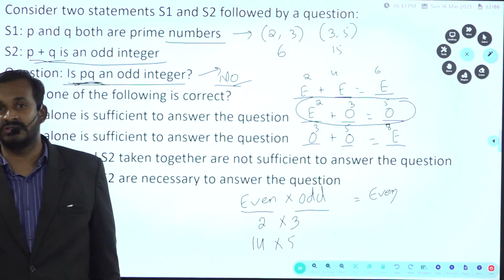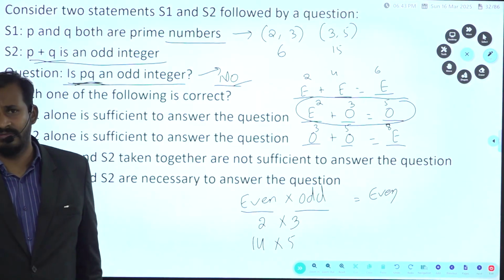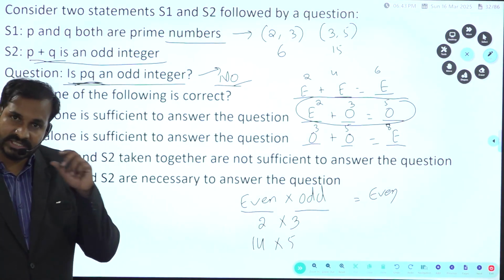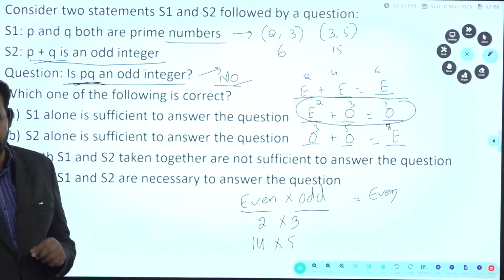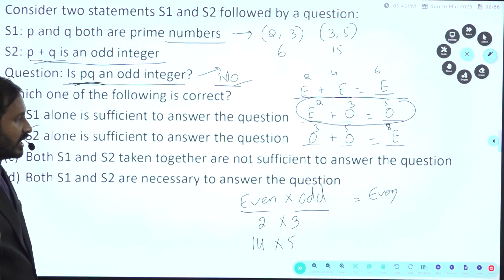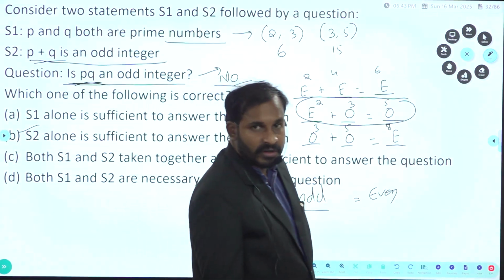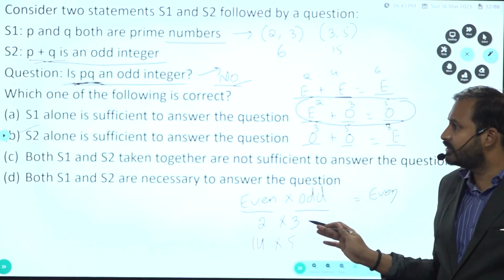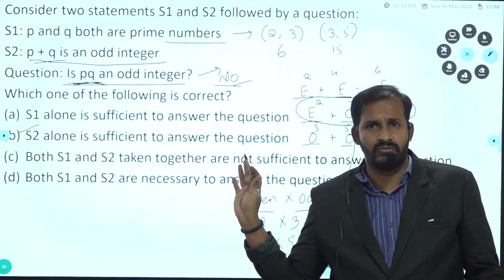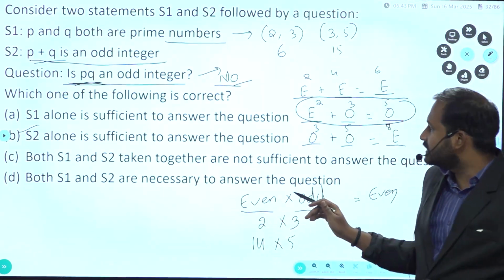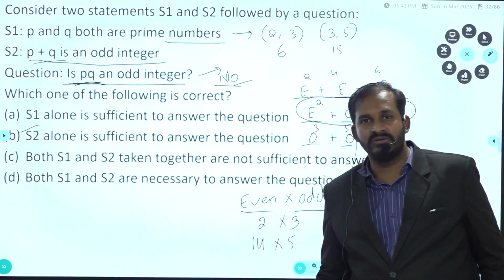Why? Because 0 is neither even nor odd. So always my answer is no for that. Because of that reason, statement 2 alone is sufficient to answer the question. Why? Because my answer will always be no. With the help of statement 2, my answer will always be no. Okay, understood. Because of that reason, statement 2 alone is sufficient to answer the question.